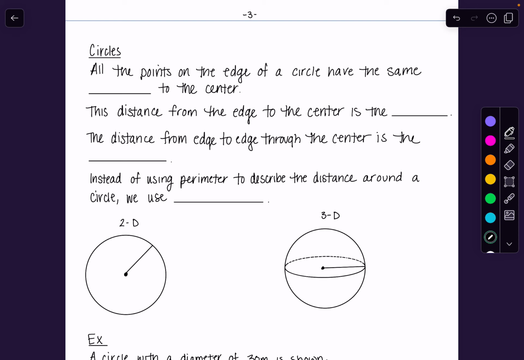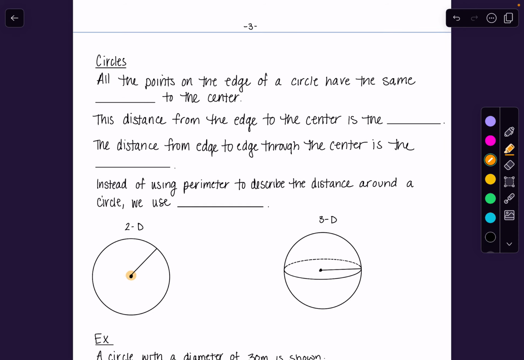So what actually happens for a circle is based on that center, this distance to the outer edge is a fixed number. So if you were to calculate the distance from here to here, it's one value, but it would be exactly the same thing if you calculate this distance as well. So that's what's super special about a circle. So all the points on the edge of a circle have the same distance to the center.